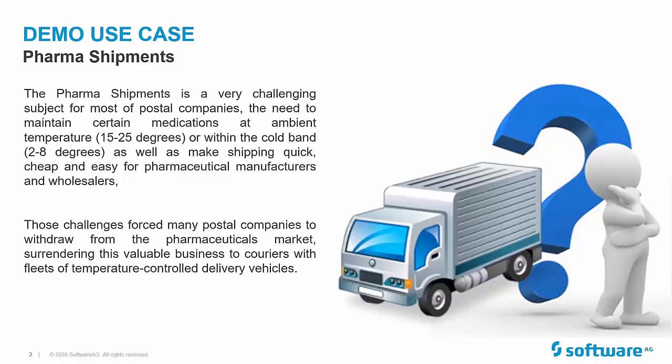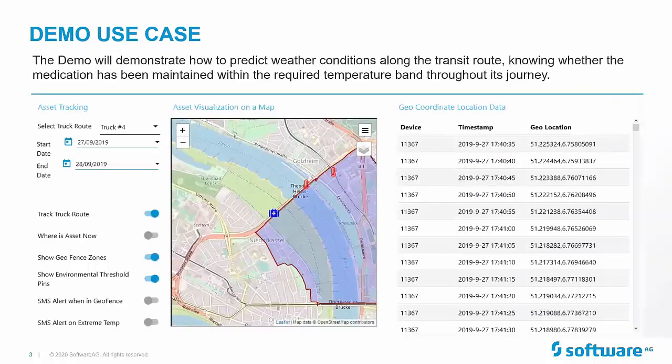These challenges force many postal companies to withdraw from the pharmaceutical market, surrendering this valuable business to couriers with a fleet of temperature-controlled delivery vehicles. In this video, I'm going to demonstrate how to predict weather condition along the shipment transit route, knowing whether the medication has been maintained within the required temperature band throughout its journey.